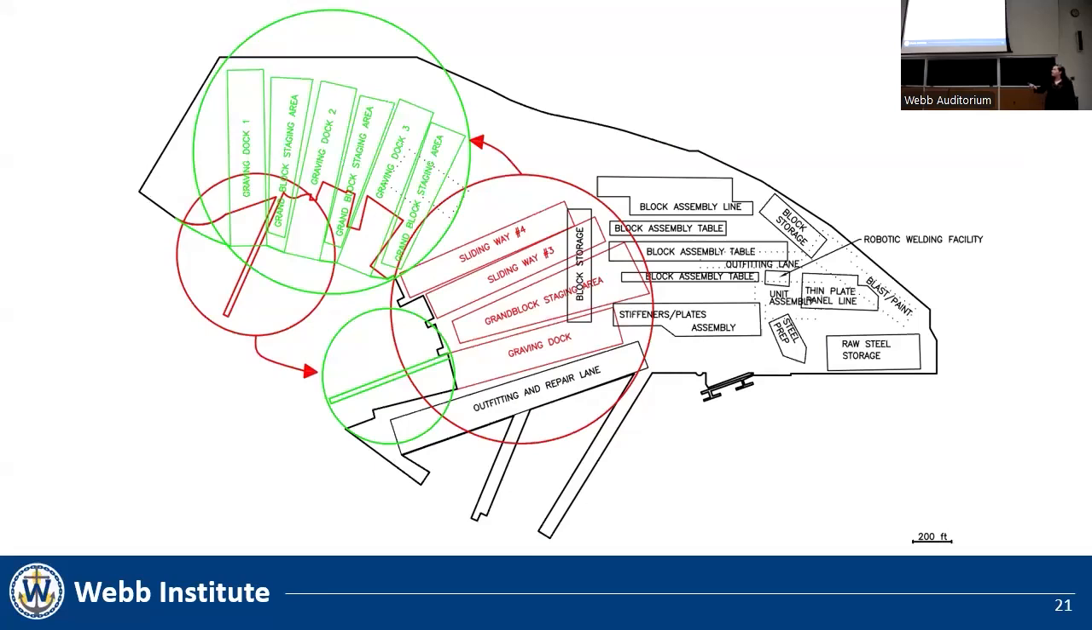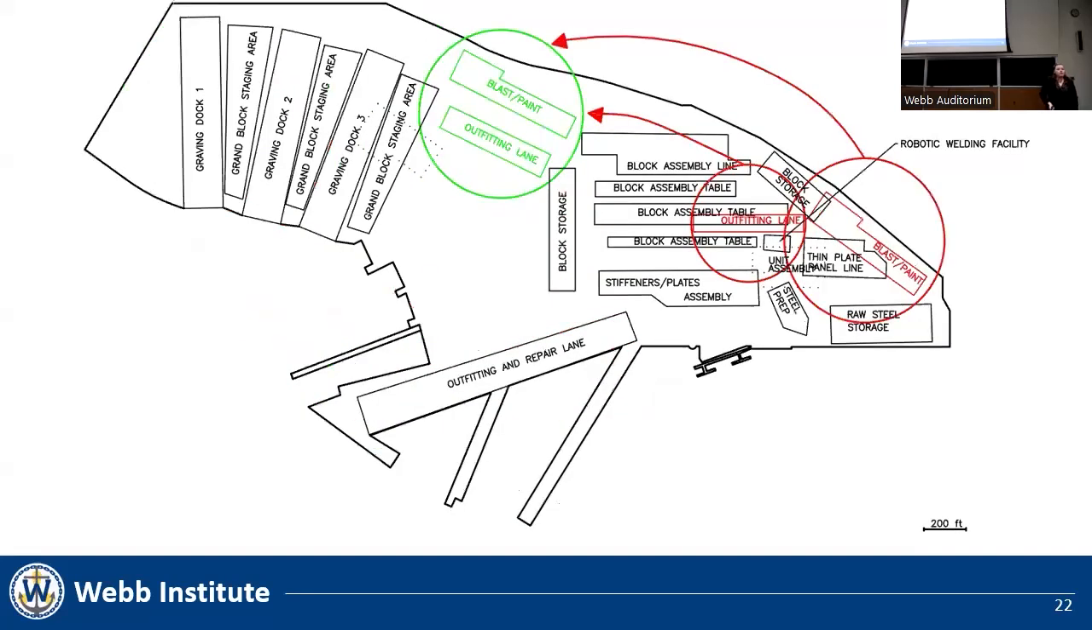However, due to space reasons, NASCO will need to build out a little bit into the waterway to meet the mass of the graving docks. Then, I moved the blast and paint facilities and the outfitting lane to in between the block assembly lanes and the grand block staging area.